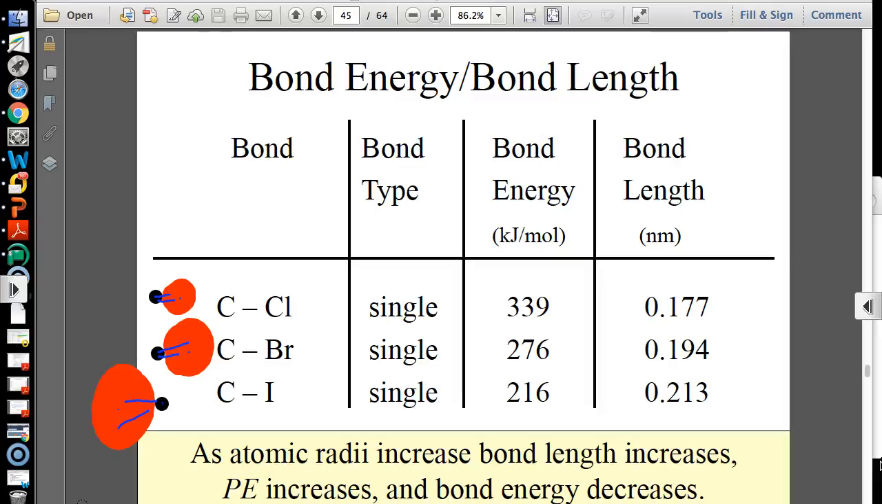And if I see that, I can see that the bond energy decreases, because this is the energy needed to break that bond. This is positive energy to break that bond. These are going to be easier to separate because the Coulombic attraction is less. And then you can see the distance is greater. Those are inversely related.